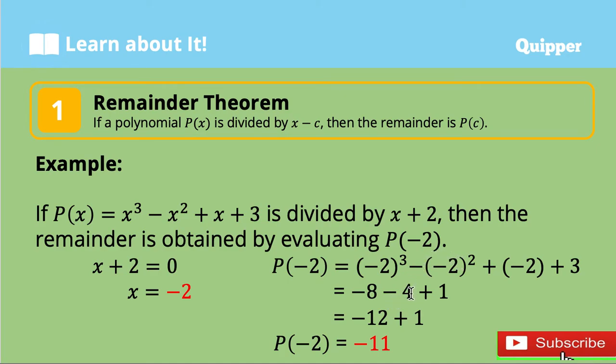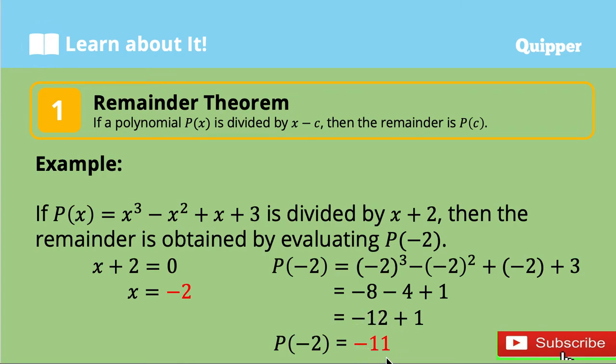So you have positive 4, but it is preceded by minus sign or subtraction. So you have there minus 4. Then negative 2 plus 3, that is positive 1. Negative 8 minus 4 is negative 12. Plus 1 is negative 11. So p of negative 2 is equal to negative 11, and that negative 11 is the remainder.